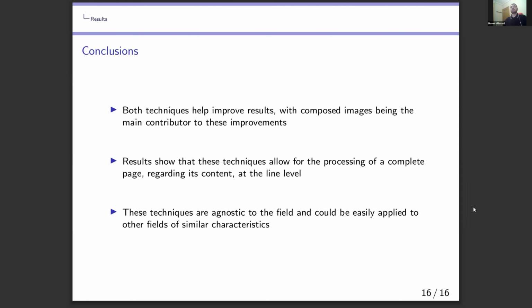This also shows that we can approach a complete page recognition profile even if we work at the line level, at the line of the transcript itself. It's true that we are losing a lot of the context of the page, but we are able to study the whole document at the line level.